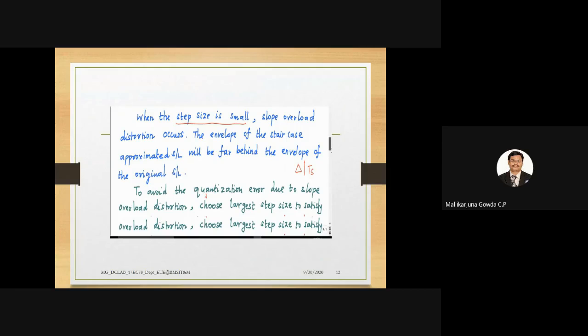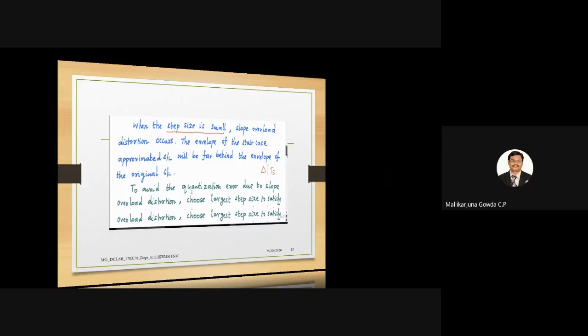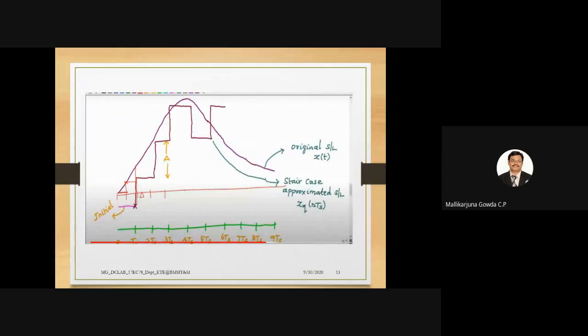Okay, I will go to the next one. Here it is shown, keeping the sampling rate constant, if I increase the step size, how it will look. And the second case is by reducing the sampling duration. By reducing the sampling duration, if I increase the step size, how it will be able to follow that.